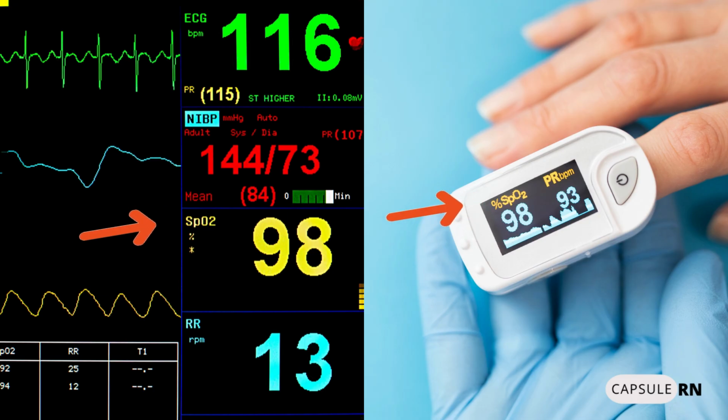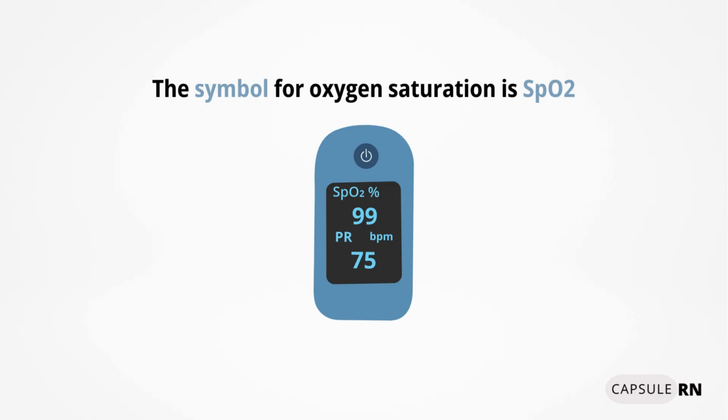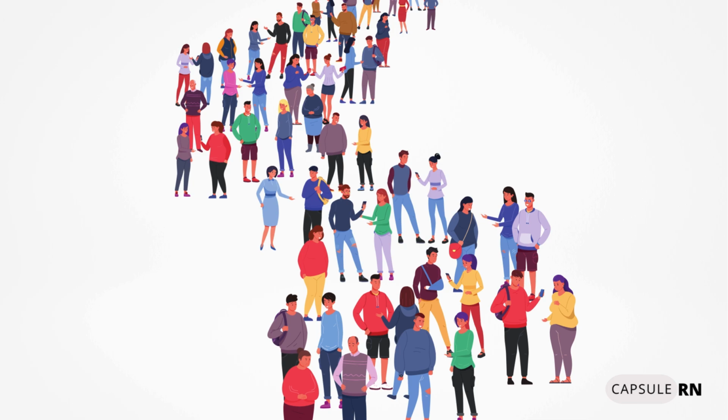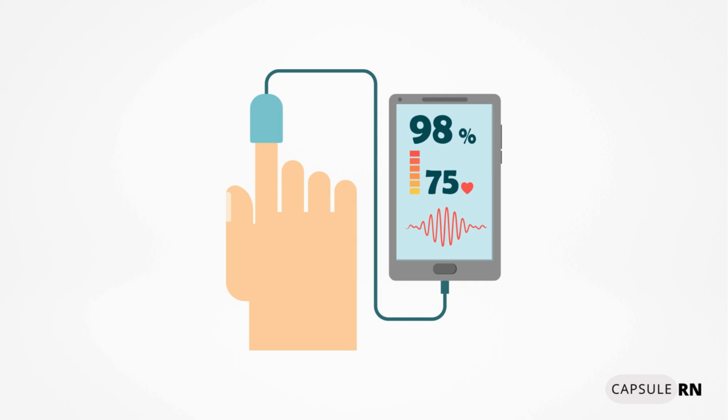Is that the same thing as oxygen saturation? The answer is yes. The symbol for oxygen saturation is SpO2. Actually, oxygen saturation has a multitude of nicknames. The non-invasive device used to measure oxygen saturation is called a pulse oximeter.